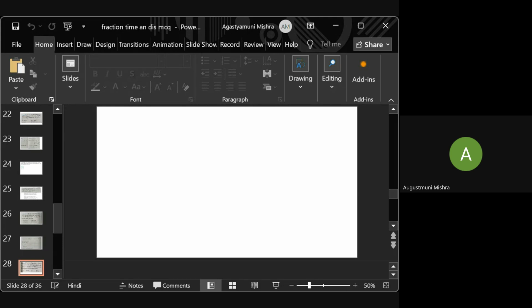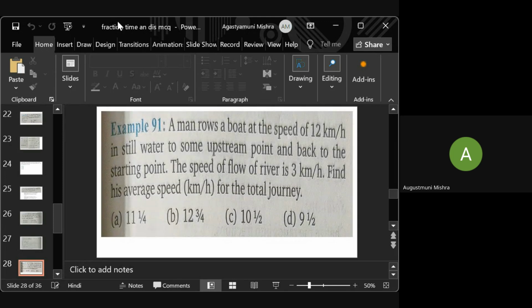Is that slide visible to everyone? Okay, I think okay. Sometimes there is a network issue, that's why I asked. Only one response we have received till yet.